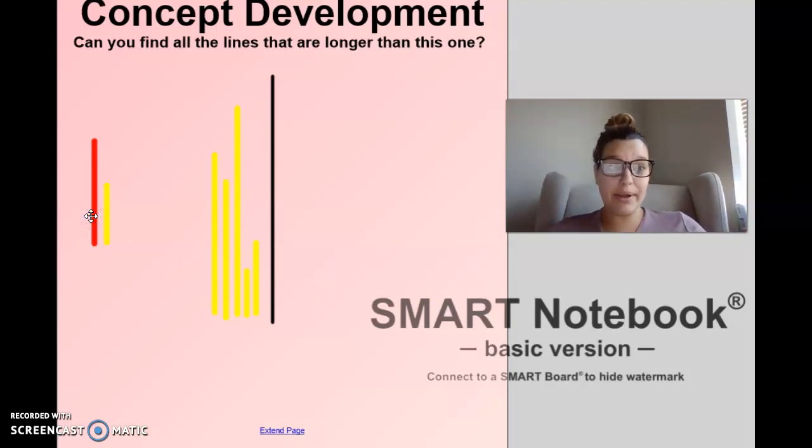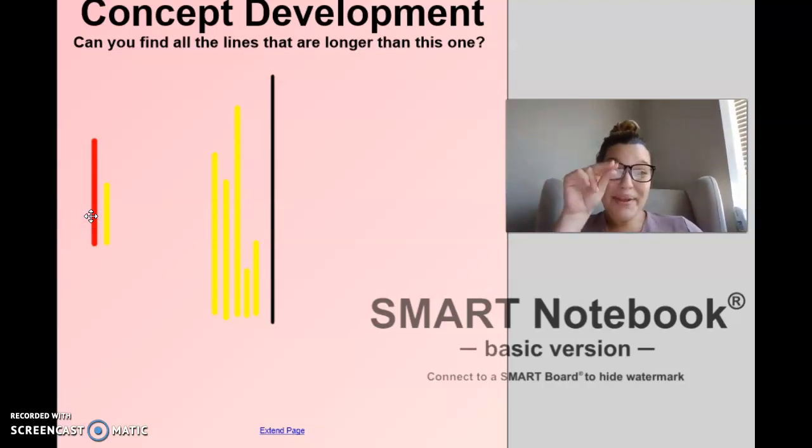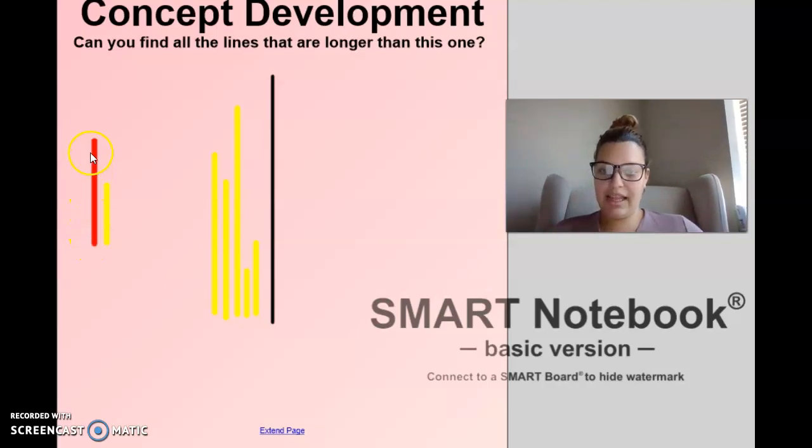Is the yellow line longer than the red line? No, it is shorter than the red line. Look, the red line is taller or longer than the yellow line. Awesome job. We're going to do one more activity like this, okay?